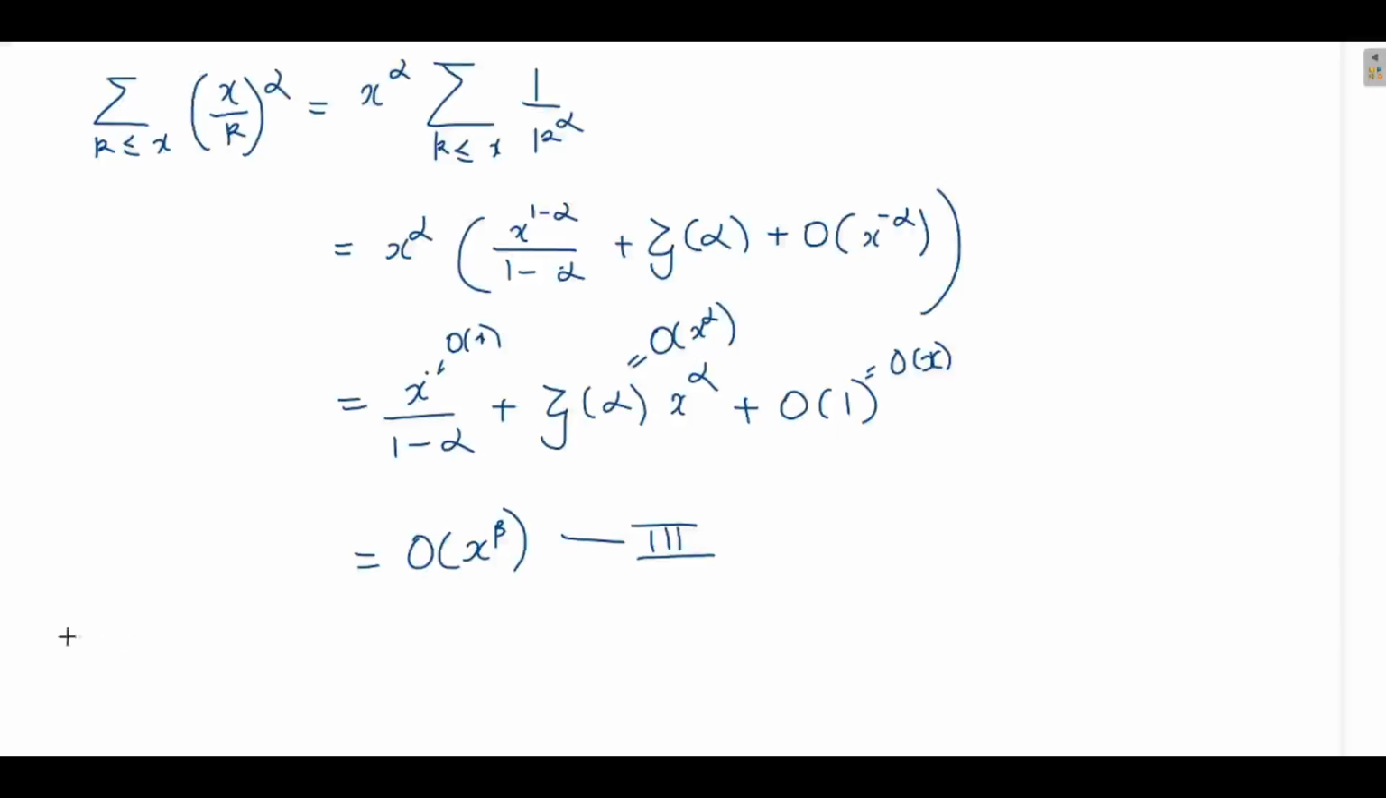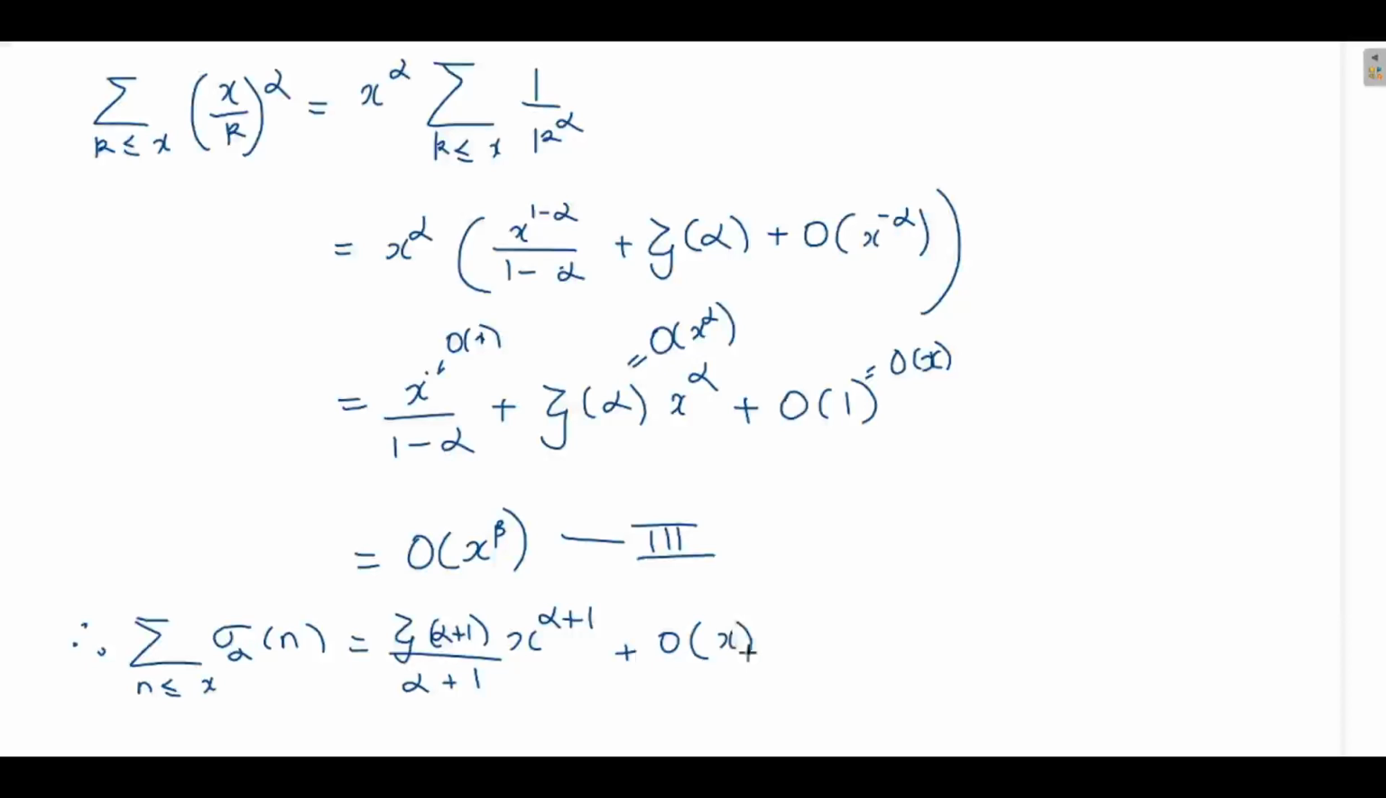Now you substitute 2 and 3 in 1, and what you get is, summation n less than or equal to x, sigma alpha of n will be zeta alpha plus 1 upon alpha plus 1 x raised to alpha plus 1, plus big O of x plus big O of x raised to beta.